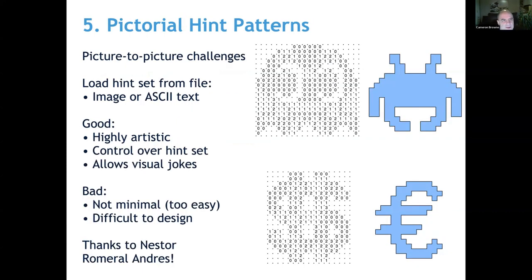And the fifth approach I tried is using pictorial hint patterns. So what we do is we load a hint set from file. It could be an image or it could be an ASCII text file. And this produces picture-to-picture challenges where the hint set shows a picture and the solution path shows a picture. So this approach is very artistic. We have good control over the hint set, and it allows these nice visual jokes. For example, here we have a Pac-Man hint set producing a space invader solution path, or the dollar converting to euro. So there are some issues with this approach.